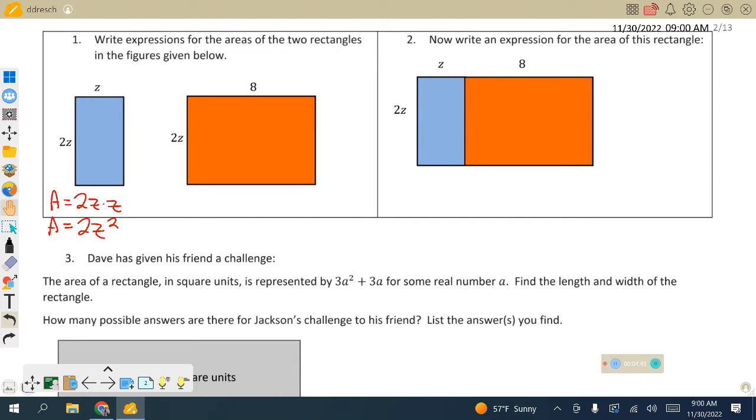What do we get on the other one then? 2z times 8. Yep, 2z times 8 is 16z.